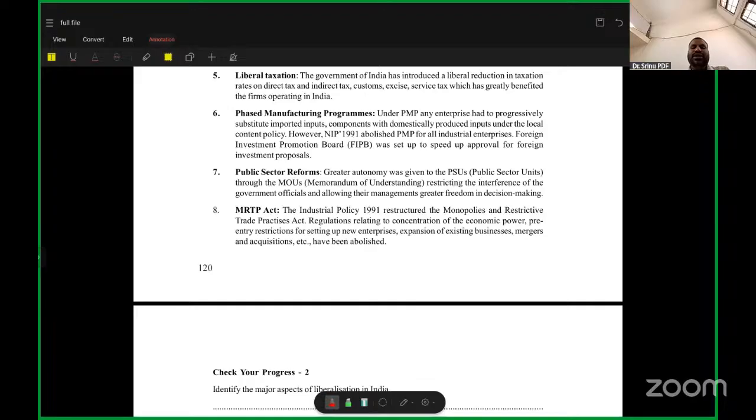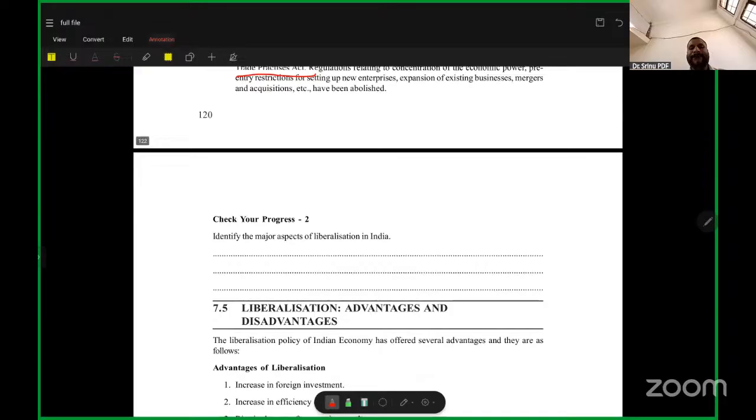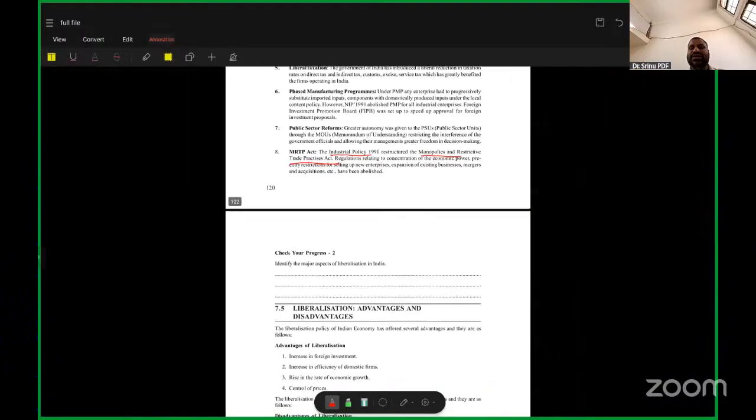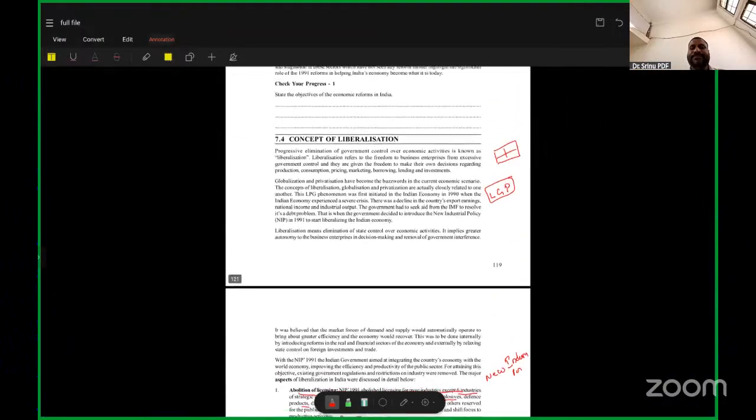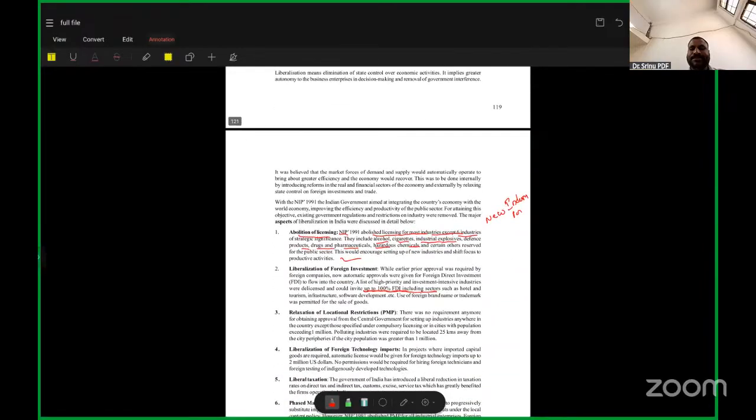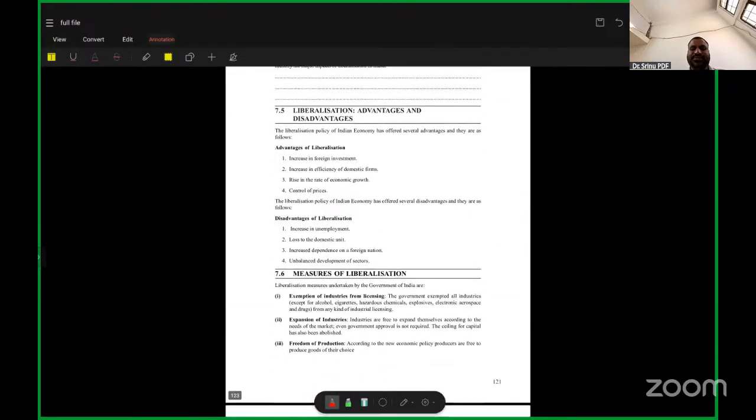Then the MRTP Act. Previously there was an act, the Monopolies and Restrictive Trade Practices Act, which regulated businesses. In the year 1991, they removed that policy. Then they started the new industrial policies. So these are some of the factors in liberalization, the major aspects of liberalization.